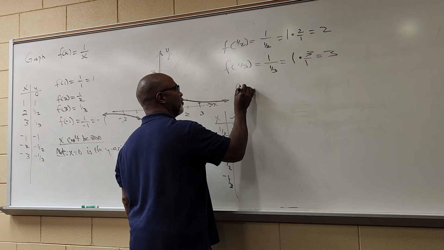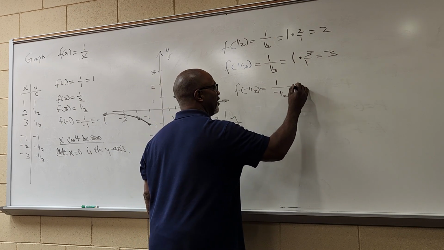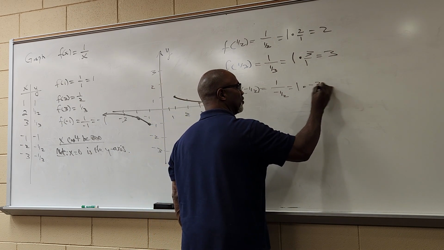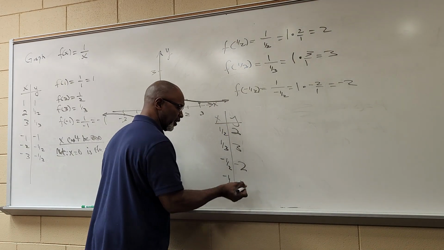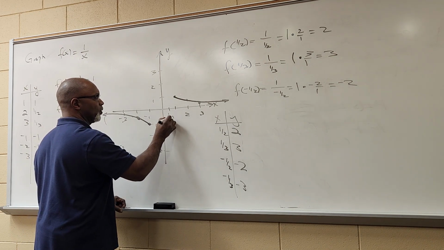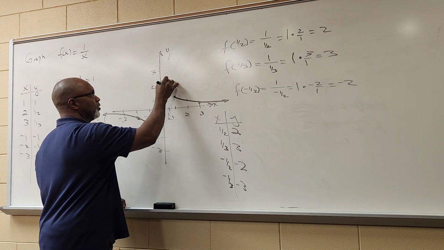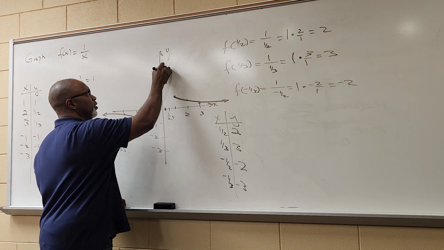Do -1/2. 1 over -1/2. Keep, change, flip. 1 times -2 over 1. That's -2. By the same token, you'll get -3 there. So plot those points. So there's 1/2. Go over 1/2 and go up 2. 1/3, 3. Go over 1/3 and then it'll go up 3.